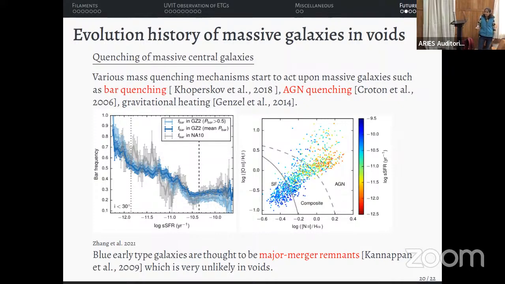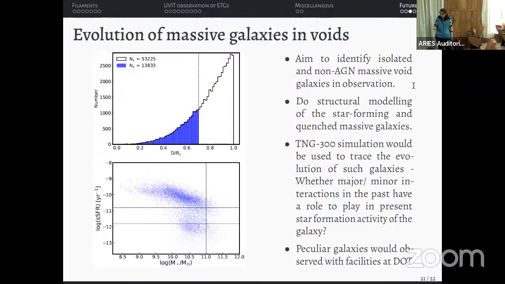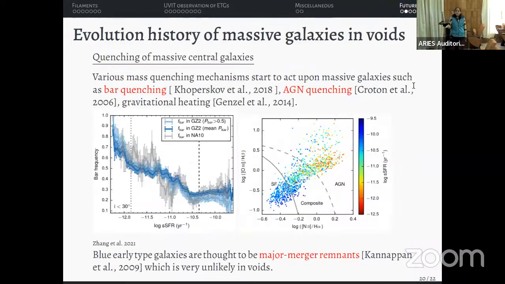As we see here, as the frequency of bars in galaxies increases, the specific star formation starts to decrease, and the same is true for active galaxies. The AGN also tends to quench the star formation. So mostly you would imagine a massive galaxy to be quenched, but there are outliers, and these outliers are mostly products of major merger interactions, which are quite uncommon in voids. In voids, you would not expect 2 galaxies to go through a major merger interaction.